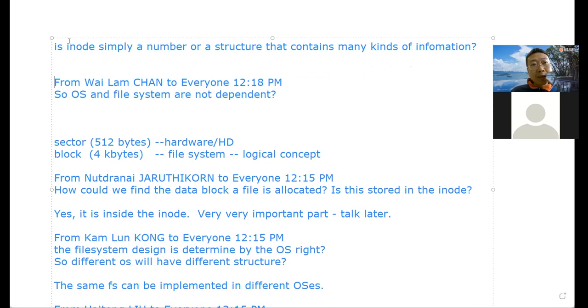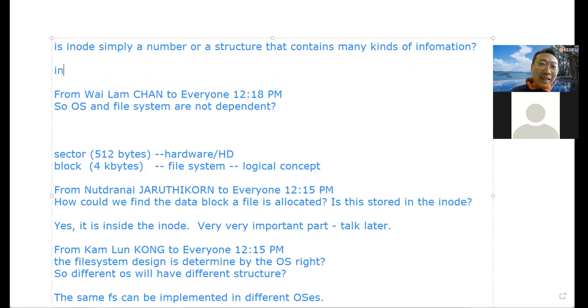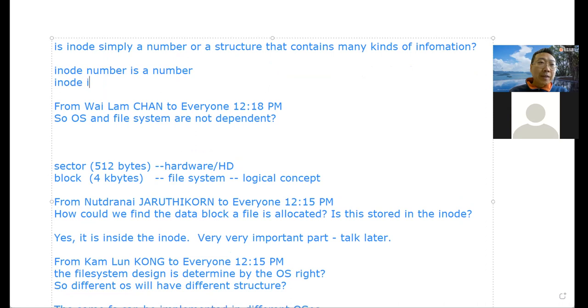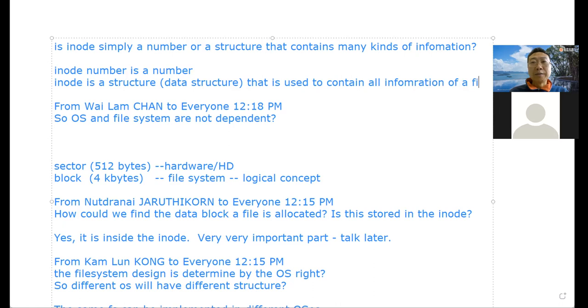I know it's simply a number, or a structure that contains many kinds of information. I know a number is a number, right? But the inode is a structure, okay? It's a kind of data structure that is used to contain all the information of a file. Okay, how about that?